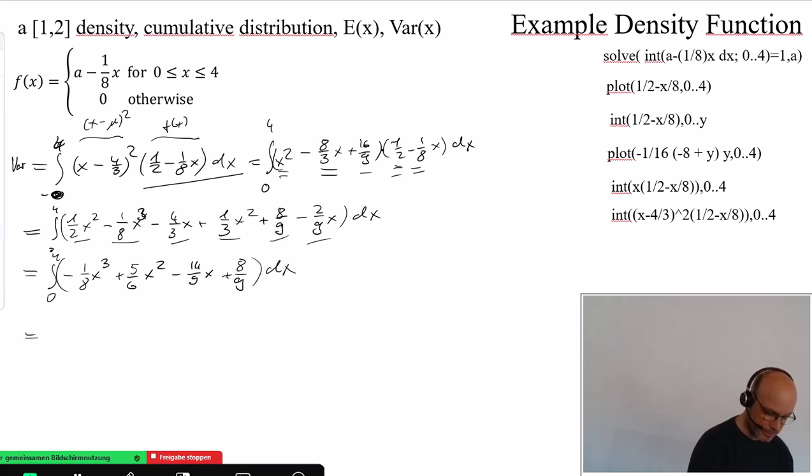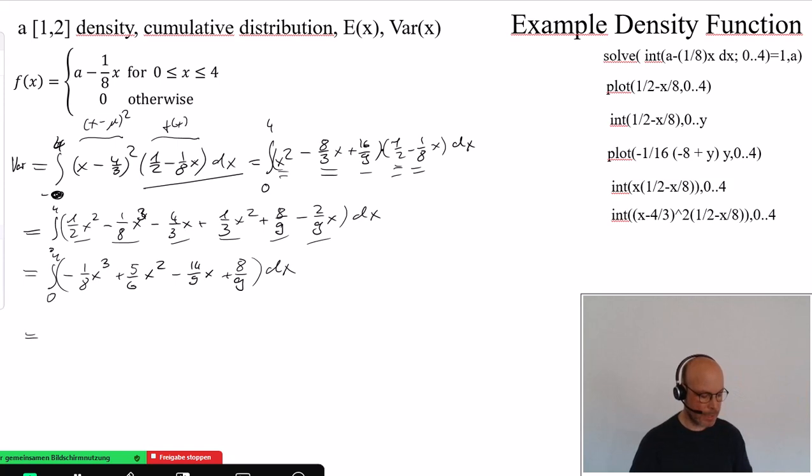So, and then we can take the integrals of every single part of the sum. What is the general integral of minus 1 over 8 x to the power of 3? So this one.